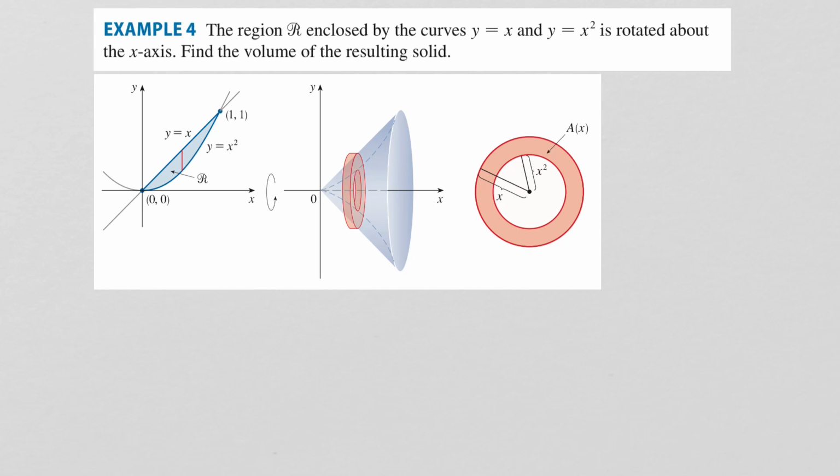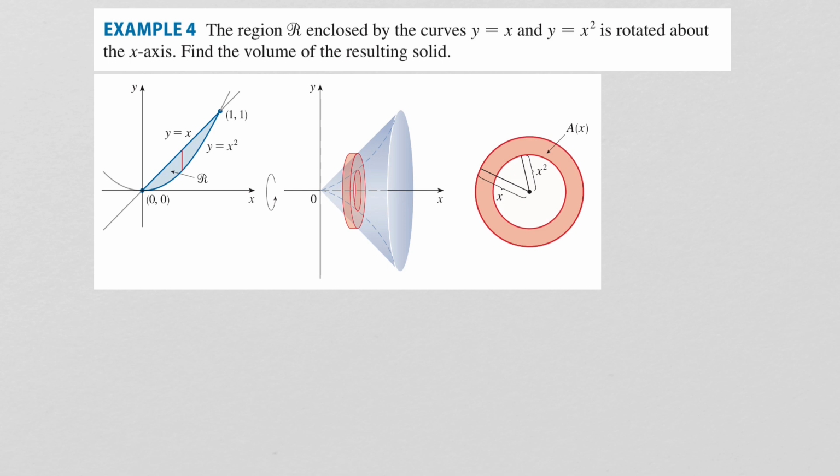Next, let's take a look at the region R enclosed by the curves y equals x and y equals x squared. And we're going to take that region and rotate it around the x-axis. And we want to find the volume of the resulting solid. So the difference here is that when you take this region and rotate it around the x-axis, you can see the solid that you create here.